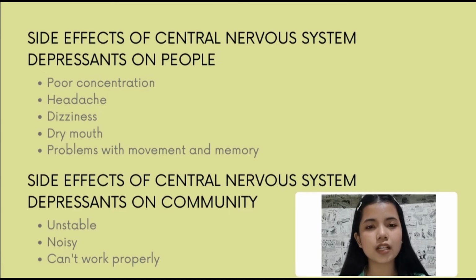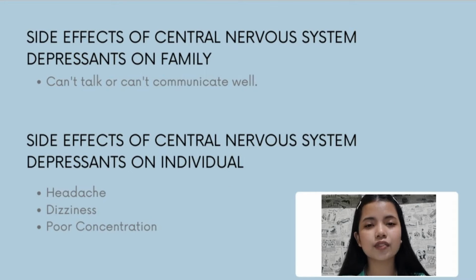Side effects of central nervous system depressants on people: poor concentration, headache, dizziness, dry mouth, problems with movement and memory. Side effects of central nervous system depressants on community: unstable, noisy, and can't work properly. Side effects of central nervous system depressants on family: can't talk or can't communicate well.